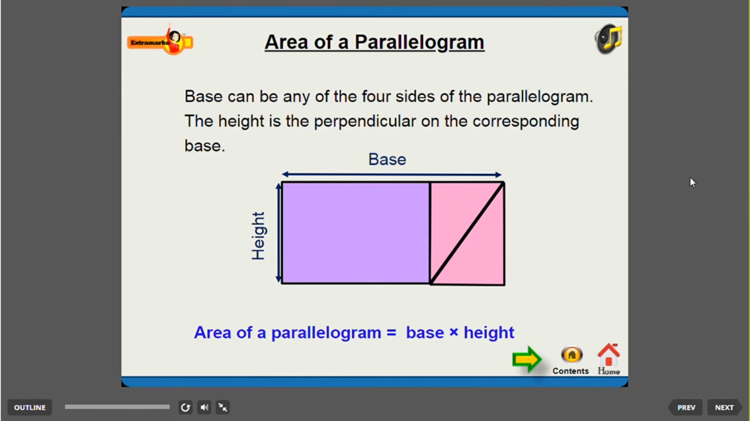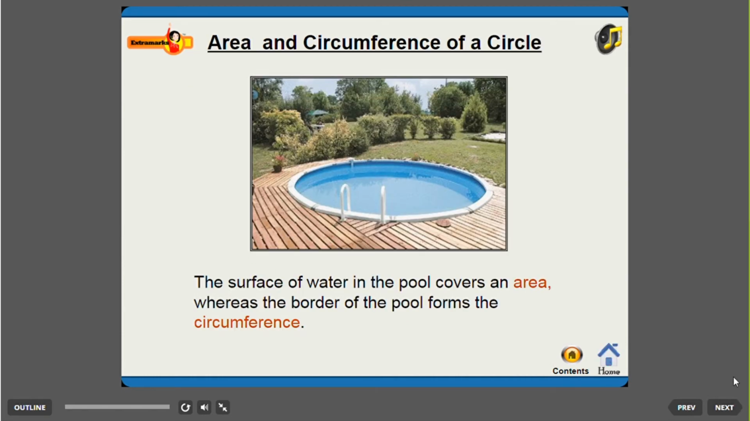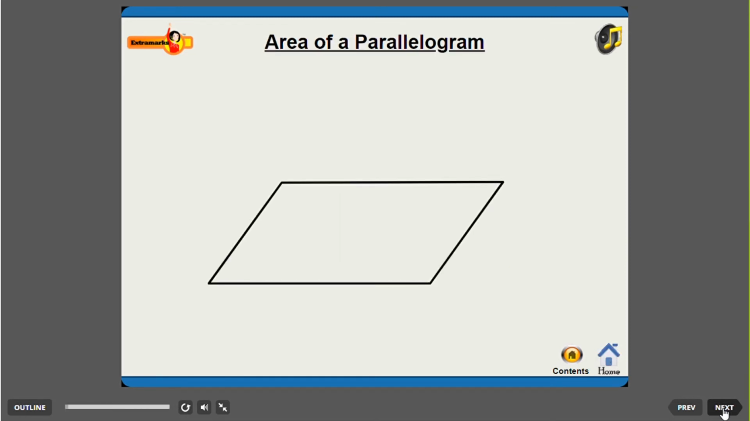So if we already know that area of a rectangle is base into height, that is length into breadth, and length is base over here and breadth is height. So we can modify the area of parallelogram as base into height. That is same as length of a rectangle into breadth of a rectangle. Hence we get a formula, area of parallelogram is equal to base into height.